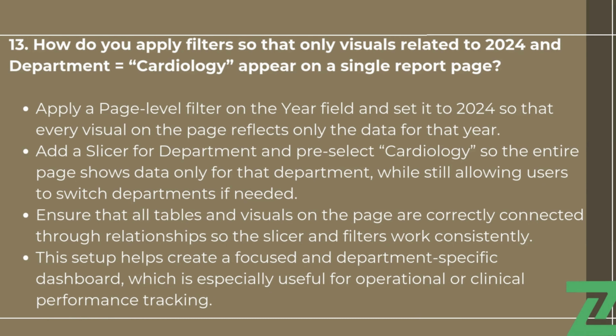13th question. How do we filter a report page so that it shows only the data for the year 2024 and the department cardiology? First, apply a page level filter on the year field and set it to 2024. This ensures that every visual on the page displays only data for that year. Next, add a slicer for department and select cardiology.